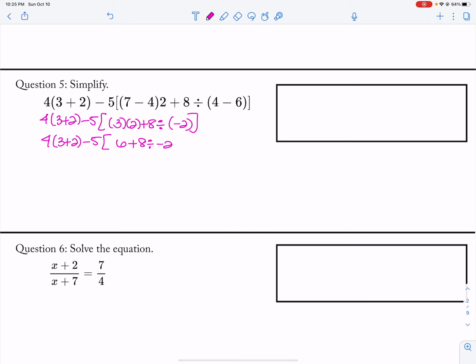divided by negative 2. 8 divided by negative 2 is negative 4, so 4 times 5 minus 5 times 6 minus 4. 6 minus 4 is 2, so this is 4 times 5 minus 5 times 2, so this is 20 minus 10, which is 10.